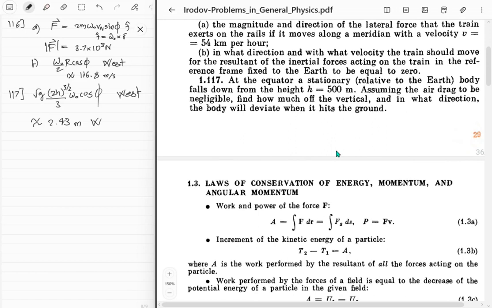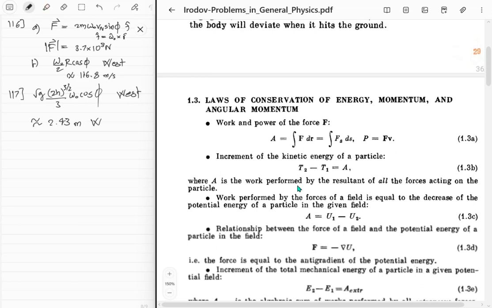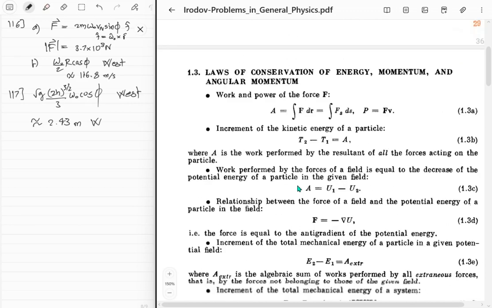Laws of conservation of energy, momentum, and angular momentum. In this video, I'll just read these laws, and then in the next video, I will start solving. Work and power of the force F.